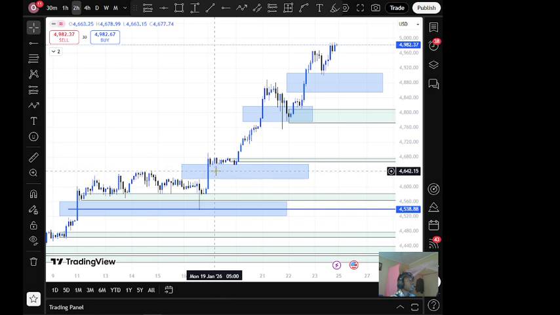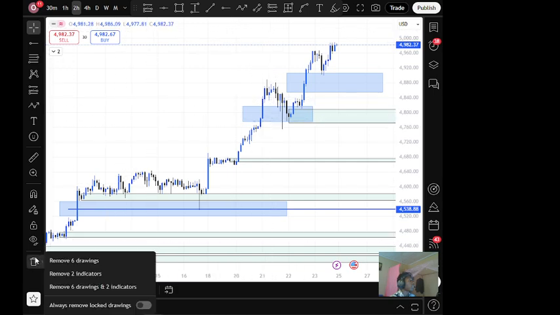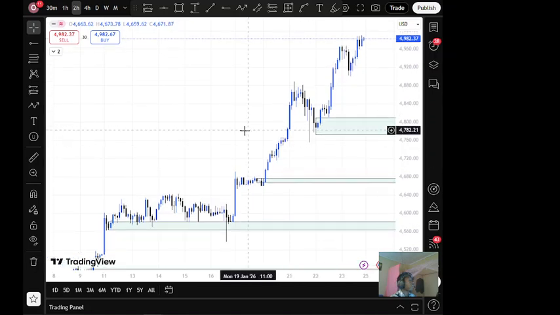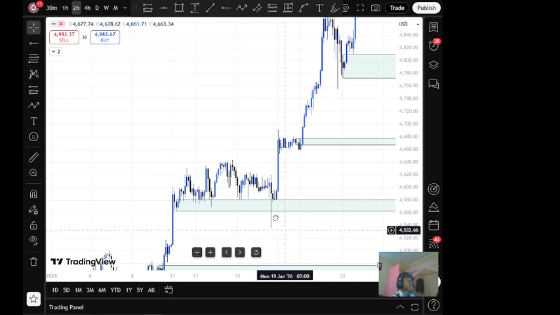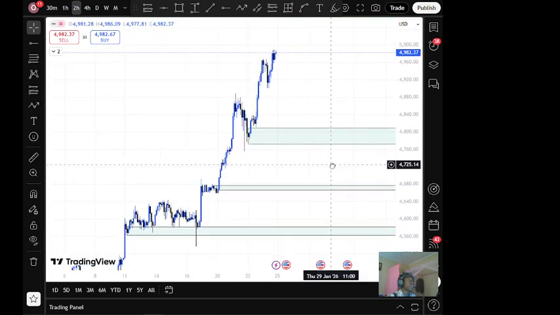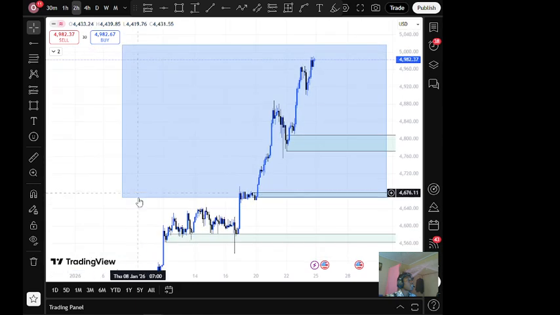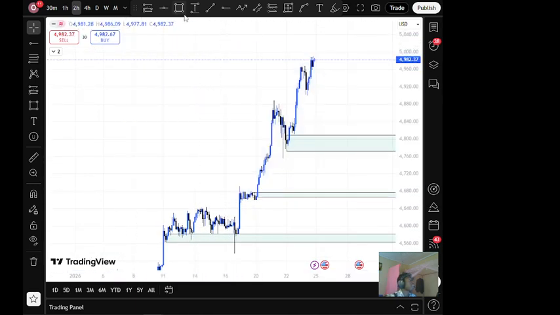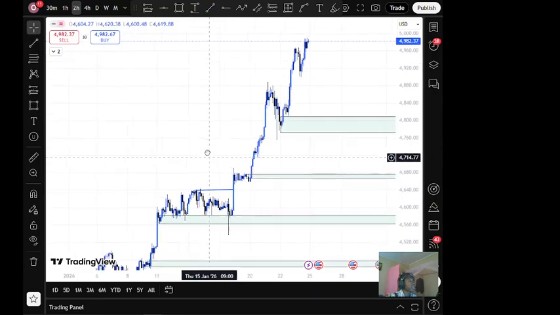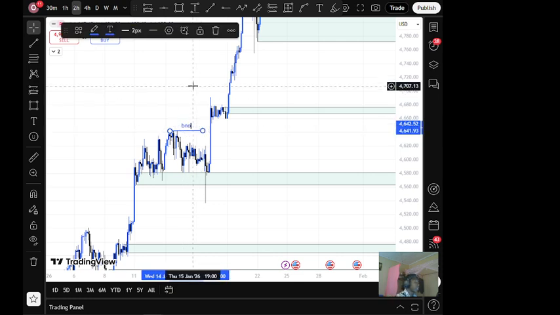So let me clear this one. Now let me just clear all the drawings. I like this. So those who use SMC, you'll find that we'll only focus on the recent market move from this point to this point, right? Okay. So you find that the market broke structure at this point. So that's a break of structure.